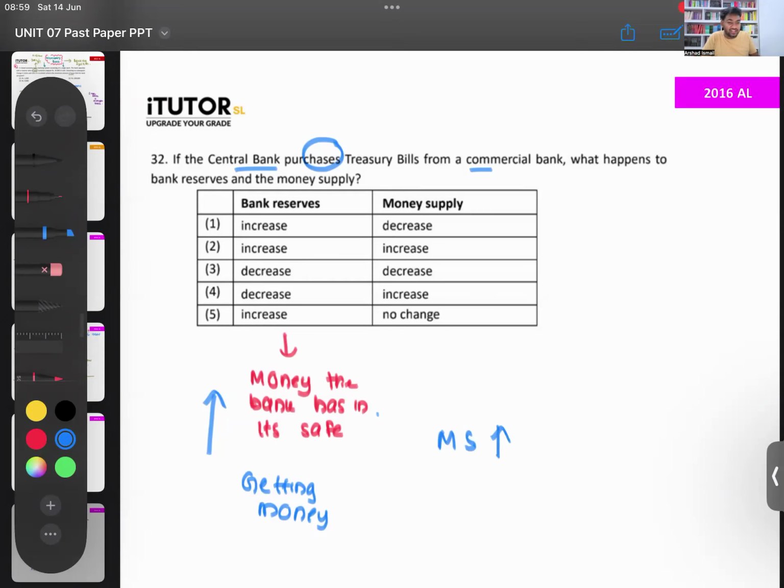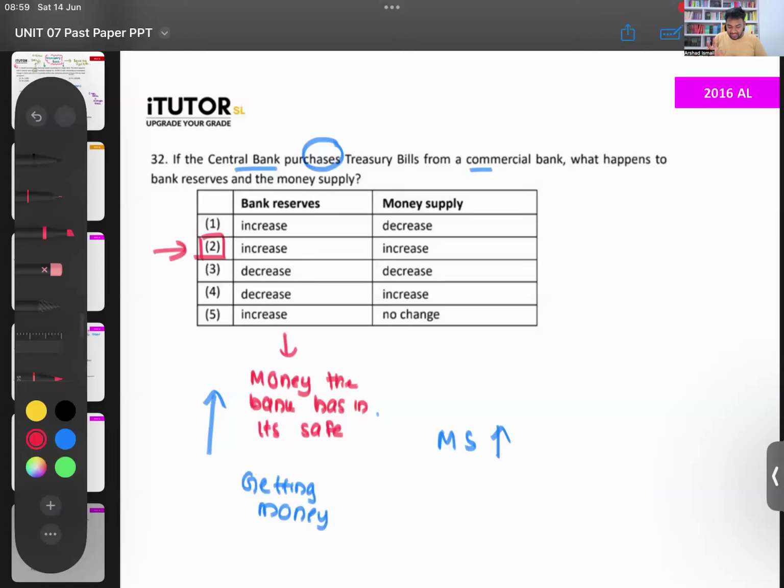And that is your story. So which one is your answer then? Bank reserves and what happens to money supply? Bank reserves also increase. Money supply also increases. Right. 32, number 2. Now always, when you're doing these questions, think of the opposite as well.